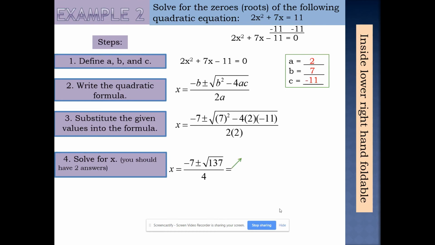Now, again, break our problem up into two different parts. Negative 7 plus the square root of 137 over 4 and negative 7 minus the square root of 137 over 4. Now, the reason why we can't simplify the square root of 137, the way we did the other ones, is because 137 is not a perfect square. So it's going to give us a decimal. So we need to put negative 7 plus the square root of 137 over 4 into our calculator.